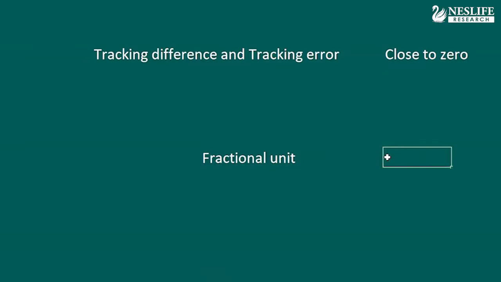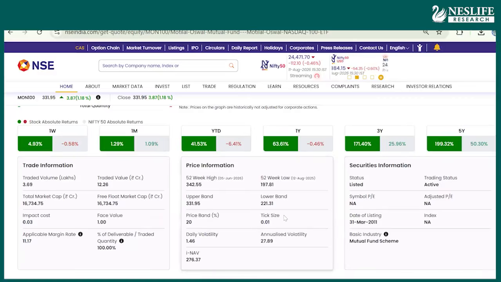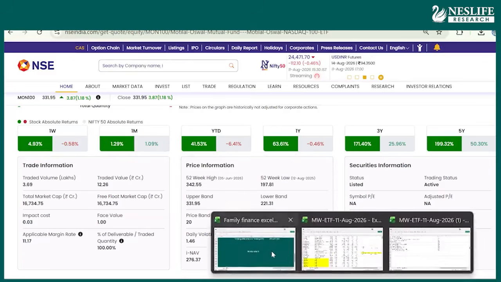Instead of all this, is it better to stick to index funds? Okay, which index funds? These are index funds only. Okay, index funds and ETF. Let me clarify the difference. Passive funds are index funds and ETF. Suppose Nifty 50 is an index.